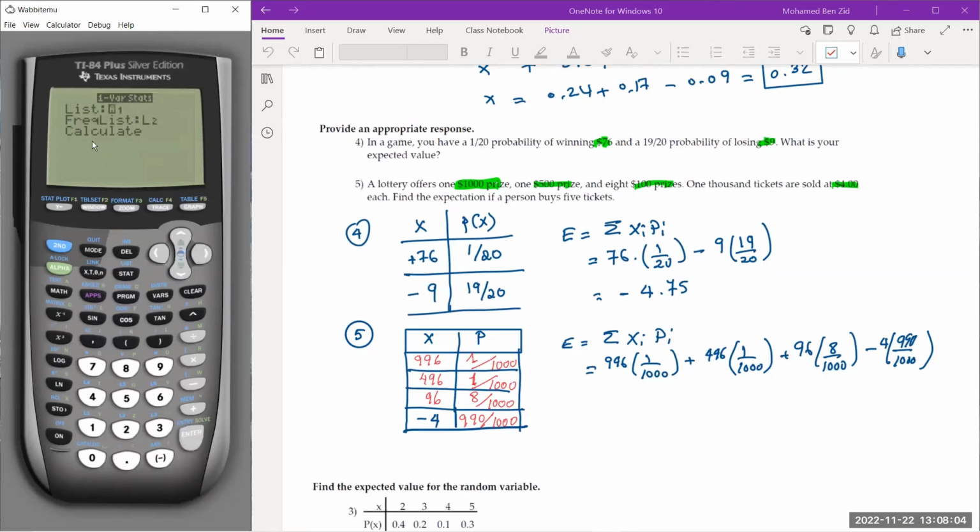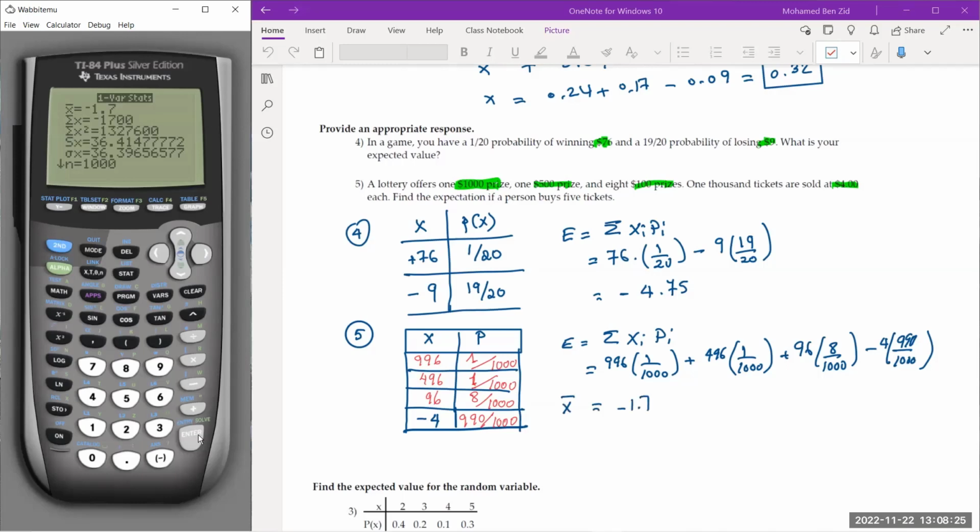stat. Make sure the list is L1. The frequency is L2. So you need to have a frequency here, right? Okay, enter, enter, and then calculate. And then you end up with the X bar, which is equal to minus 1.7.